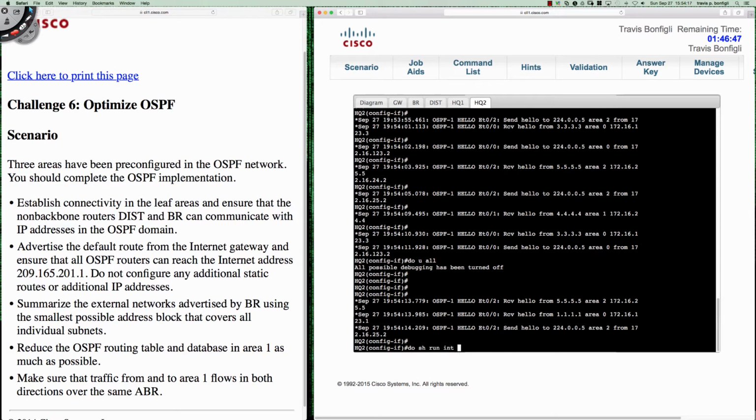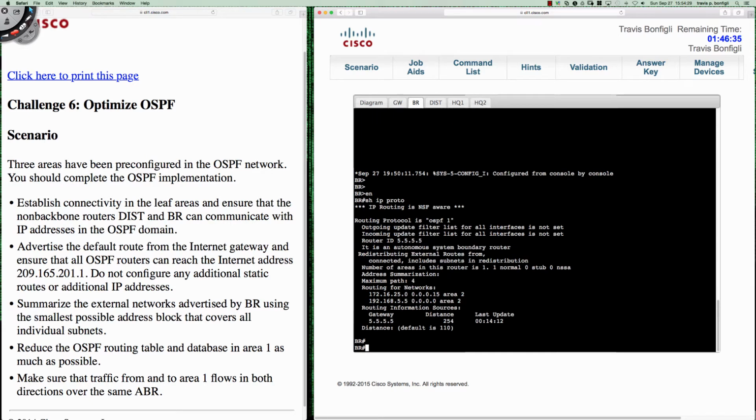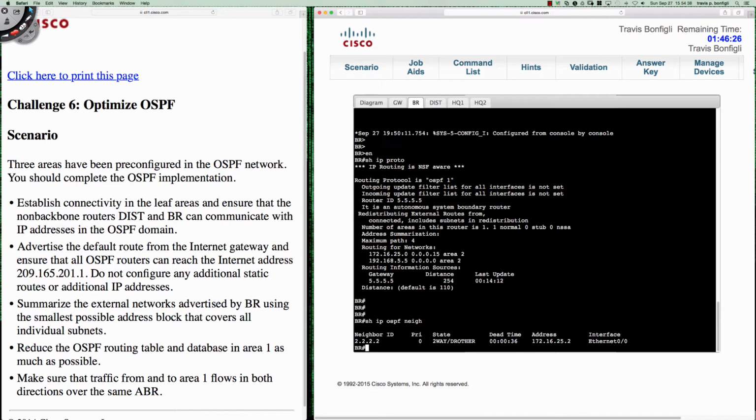So let's say do show run interface Ethernet 02. Aha. Do you see the problem? That priority setting of 0. If I come over here to the branch router, my guess is going to be show IP OSPF neighbor. What does the branch router see from router 2, which is HQ2? It also has a priority of 0. However, this is not a point-to-point network type. So if they're both set to 0, then there's not going to be a DR BDR election.